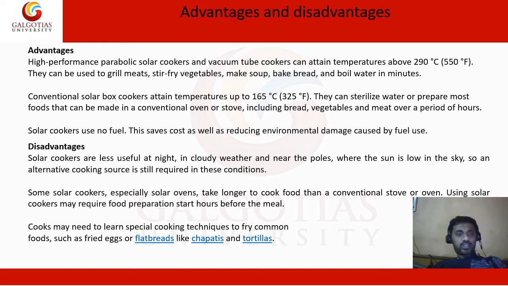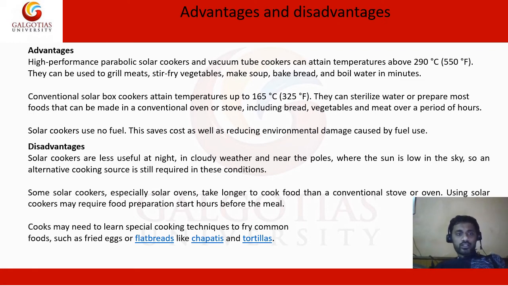Now, talking about the advantages and disadvantages. First, the advantages. High performance parabolic solar cookers and vacuum tube cookers can attain temperatures above 290 degrees Celsius. So they can be used to grill meats, stir fry vegetables, make soup, bake bread, and boil water in minutes. The vacuum tube type cookers can heat up even in the clouds and freezing cold.